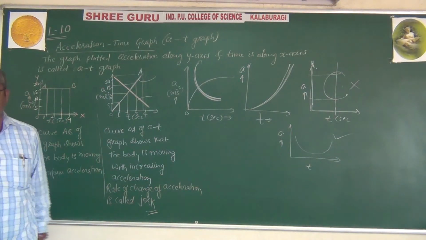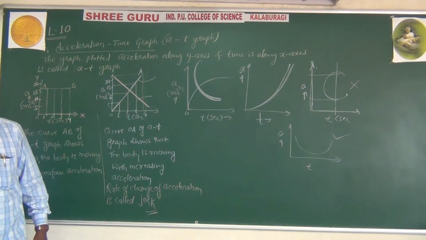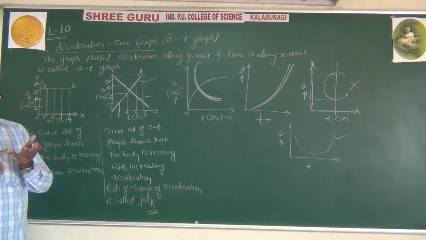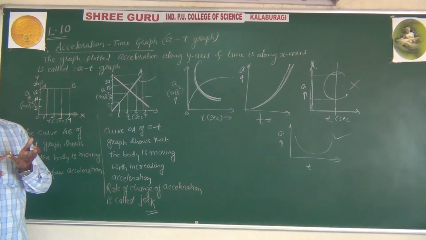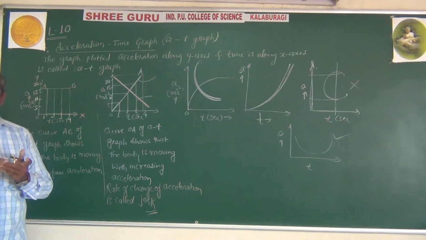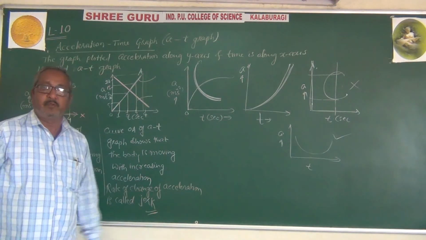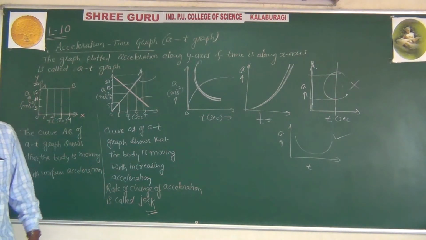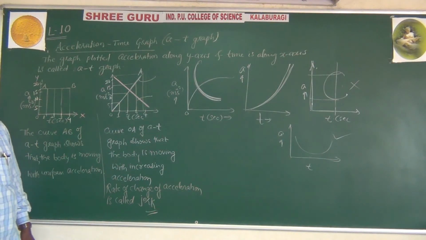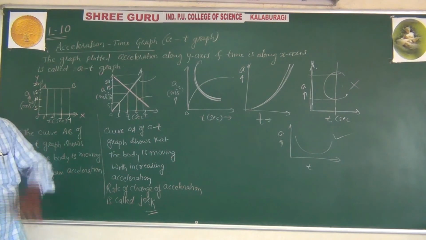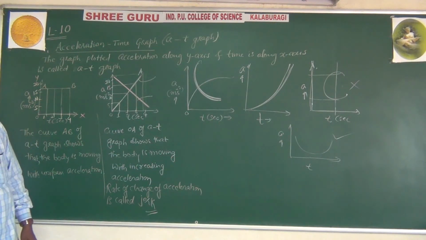This is all about the graphs which are plotted: position against time, velocity against time, acceleration against time. They often make comparisons of these graphs, the position time graph, velocity time graph and acceleration time graph.